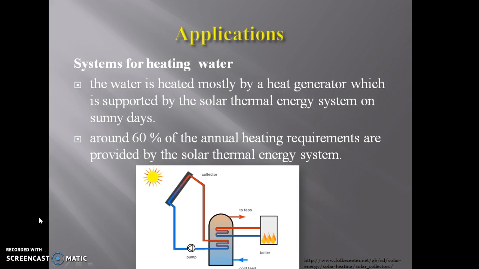First is systems for heating water. The water is heated mostly by a heat generator, as you can see in the picture, which is supported by the solar thermal energy system on sunny days, collected by the mirrors. Around 60% of the annual heating requirements for a house are provided by solar thermal energy systems like the one in this picture.